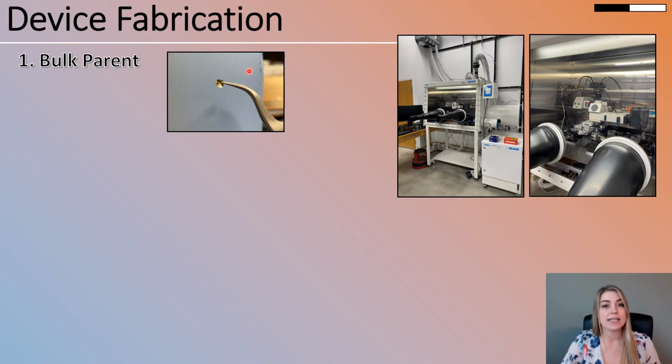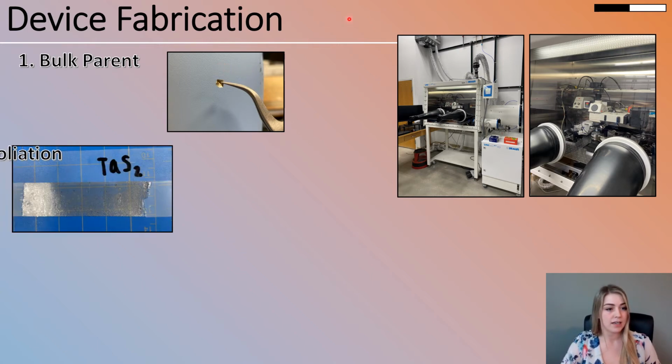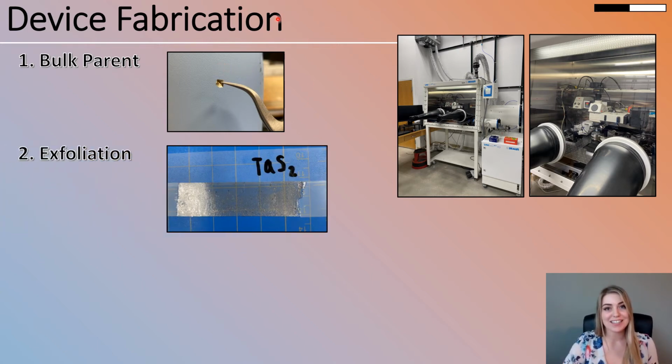So to begin, I take the bulk form and I exfoliate it. For us, exfoliation is done with tape. It's called the Scotch tape method, where you take a layer off of the bulk parent and you just continuously fold the tape, and by doing so, you reduce its dimensionality.